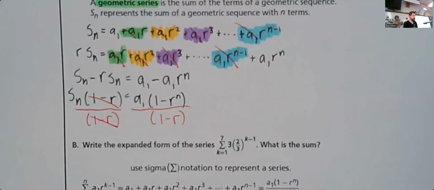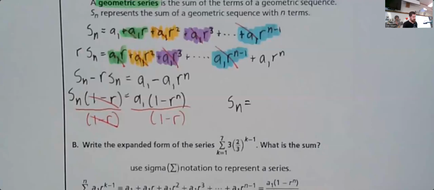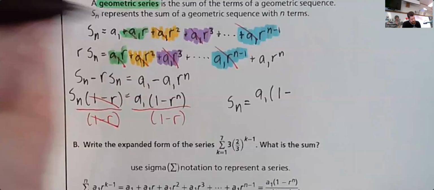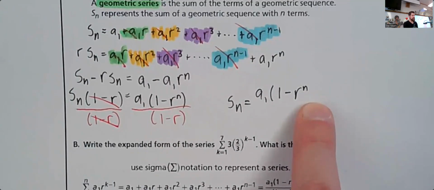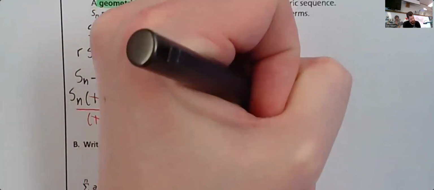That gets the sum of the sequence by itself, doesn't it? So for a geometric series, the sum of a geometric sequence is equal to the first term multiplied by 1 minus the common ratio raised to the nth term number, divided by 1 minus the common ratio.